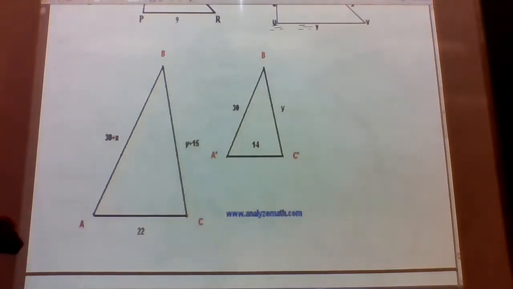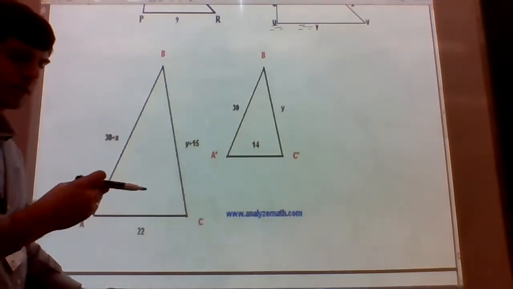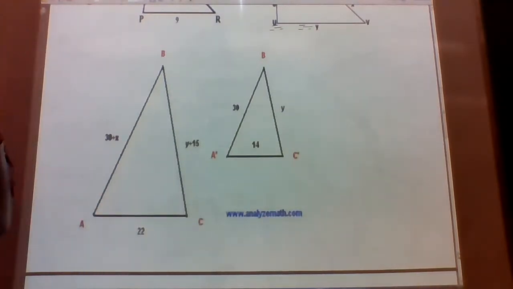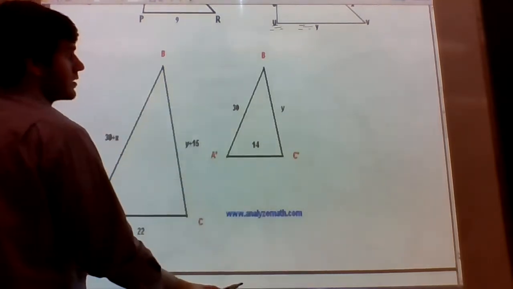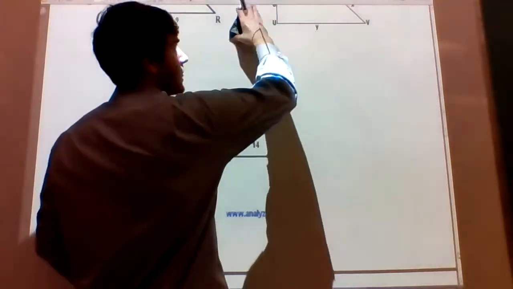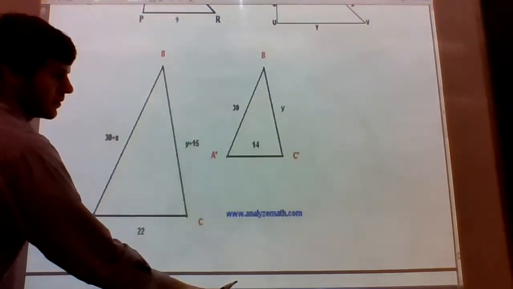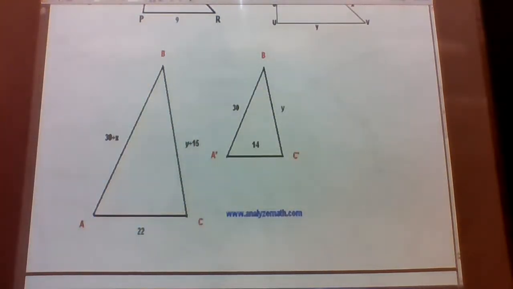These Amazon markers don't erase as well, and they don't last as long either. I bought them because they were cheaper, but it's not worth it. You get what you pay for. All right.